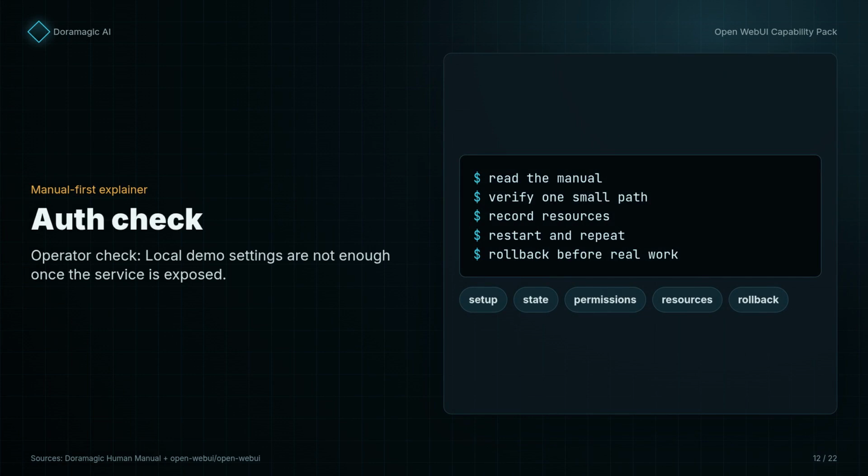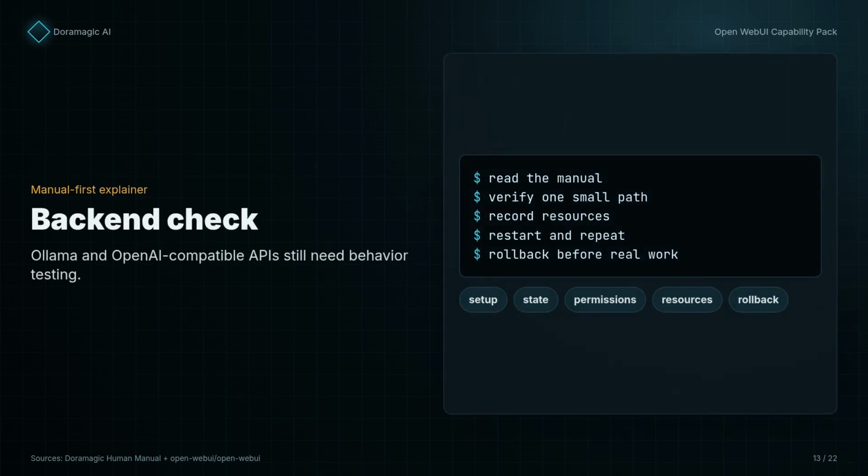The second pitfall is authentication. A local demo can feel harmless, but the moment you expose it beyond your laptop, access control becomes the product. Check who can sign in, whether registration is open, how admin ownership is set, and whether the reverse proxy preserves the security assumptions you think you have.